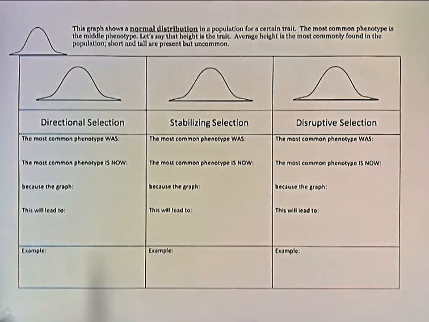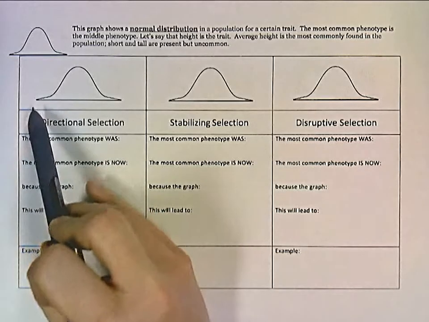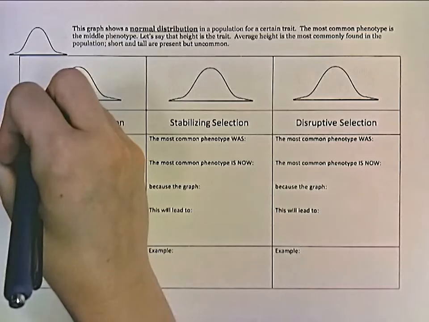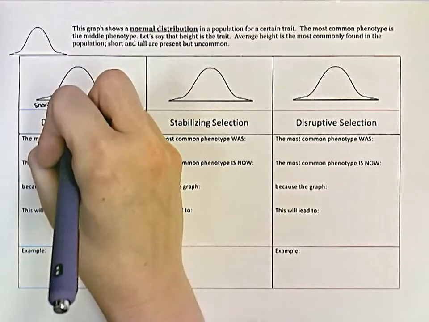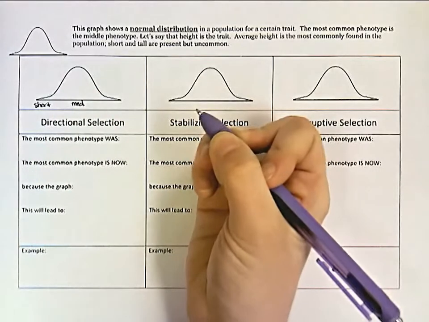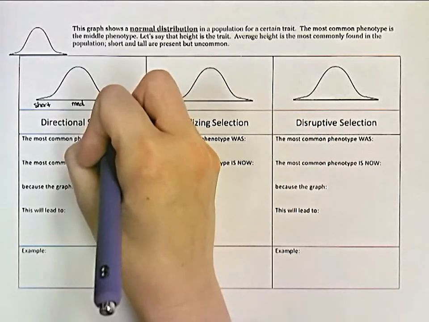Now we can see normal distributions for a wide variety of traits, whether it's the height of a person, or the number of eggs that a bird lays, or how tall a giraffe is. So we're always going to start with that normal distribution. Let's say that this one is for the height of people. So we could have some short people, we could have some medium height people, and we could have some tall people.